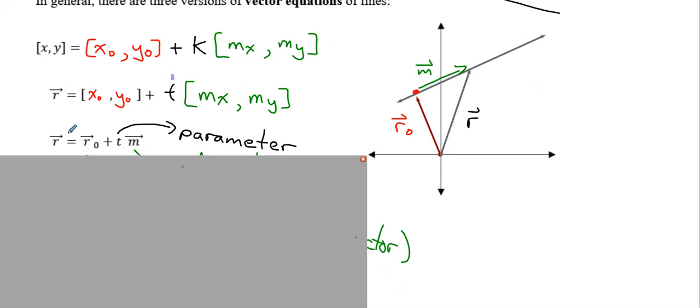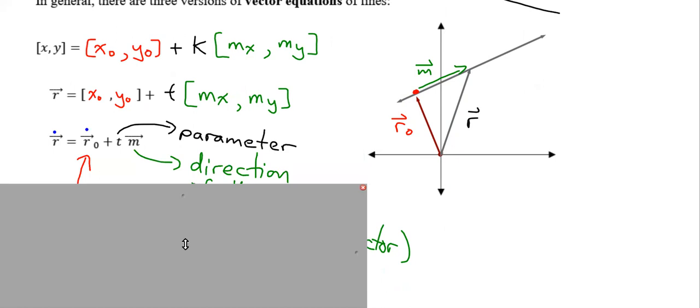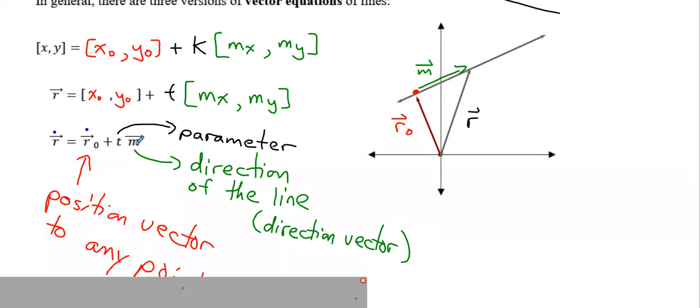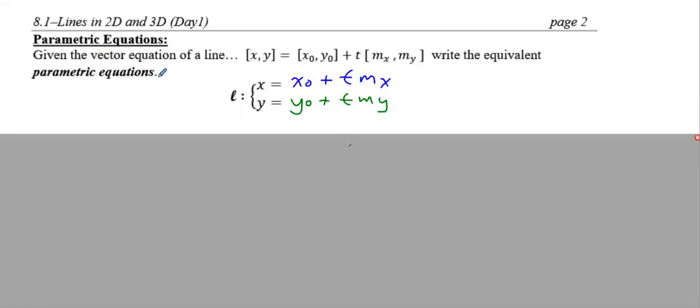So you could have r vector and then r with a little o there, representing what's called a position vector to any point. Then there's a parameter, and then m with a little vector is the direction vector of the line, representing the direction of the line, much like slope. Okay, so there's a lot of just similarities in getting through some of these things.